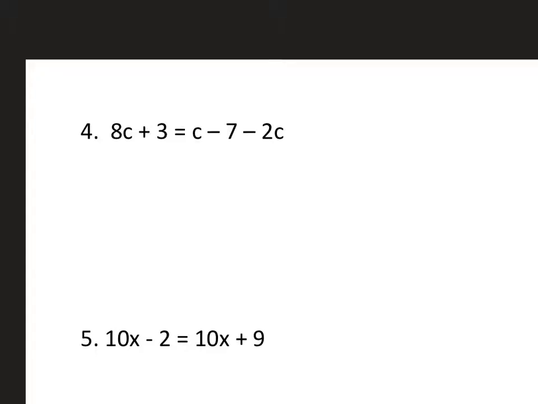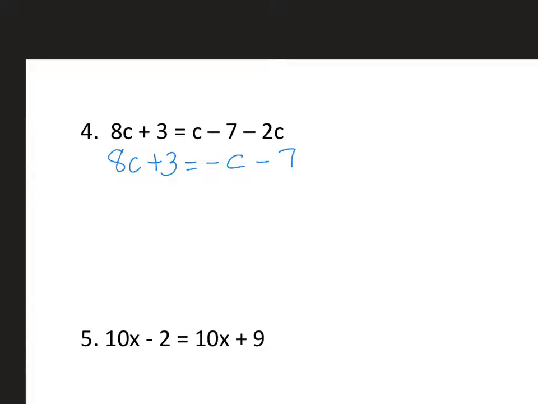With this one, number 4, we have variables on both sides. And on the right-hand side, it looks like we're going to need to combine like terms. So let's go ahead and do that. Let's rewrite the left side as it is: 8c plus 3. And then we have a positive c and then negative 2c. When we combine those, we're going to get negative 1c, or negative c, minus 7.